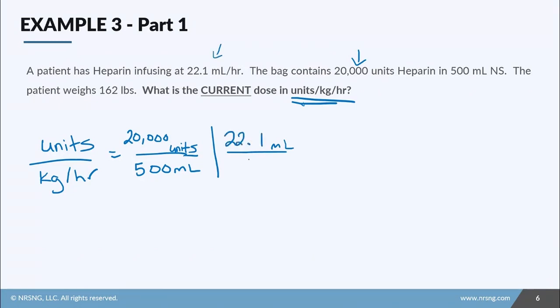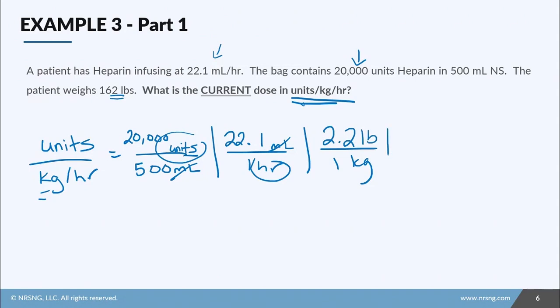22.1 milliliters in 1 hour. Cancel milliliters. We've got units, we've got hours, we're missing kilograms. So let's say 1 kilogram down here because that's where we need it, right? And then we're going to do a conversion because we don't know anything about kilograms. So 1 kilogram is 2.2 pounds and the patient weighs 162 pounds. Cancel pounds. Now we've got what we need. Units per kilogram per hour.